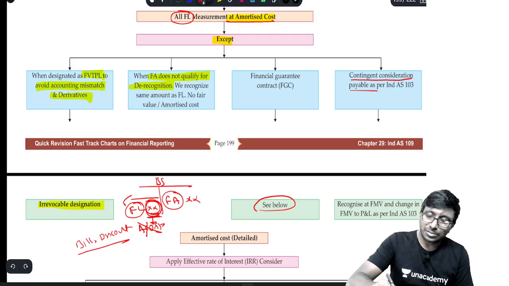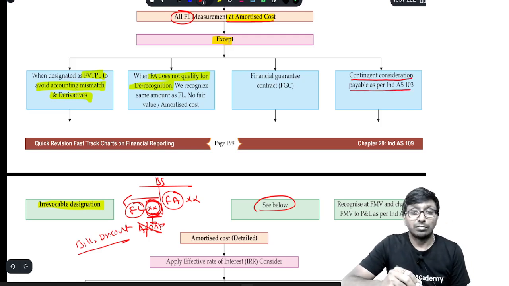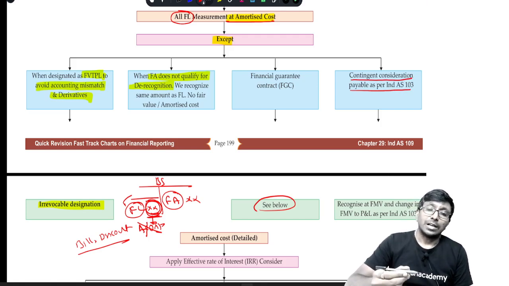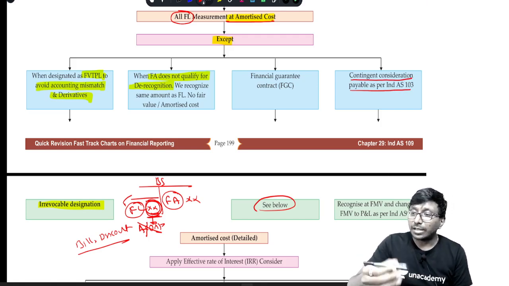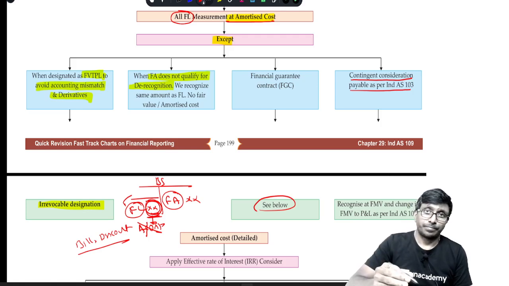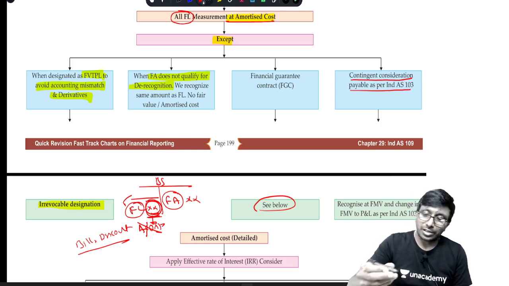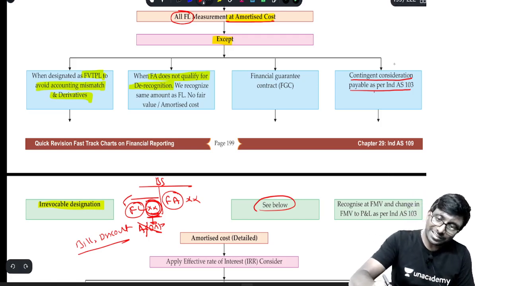Contingent consideration which is payable as per Ind AS 103. Do you remember? Consideration will be paid by the acquirer depending upon contingencies. If you make profits above 5 crore rupees, then I will give you 1 crore rupees extra money. Otherwise, I will not give you. This is the contingent consideration. It is discussed under Ind AS 103 very clearly.